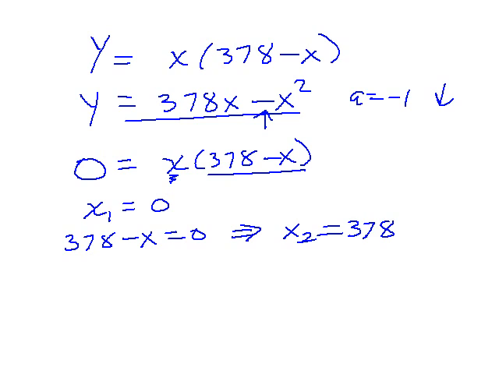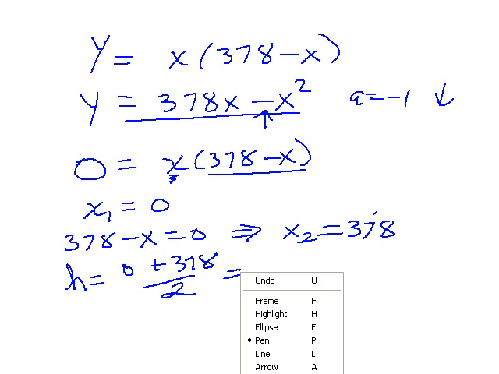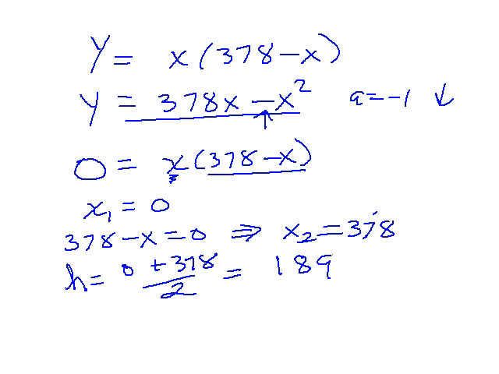Well, that would be the peak, the vertex, and where's the h value? It's halfway between those two, so all you have to do is add those. 0 plus 378 divided by 2, and that gives you your 189.